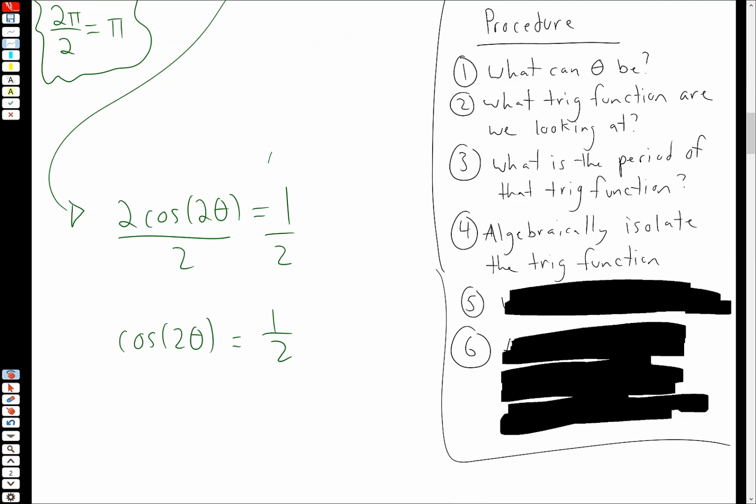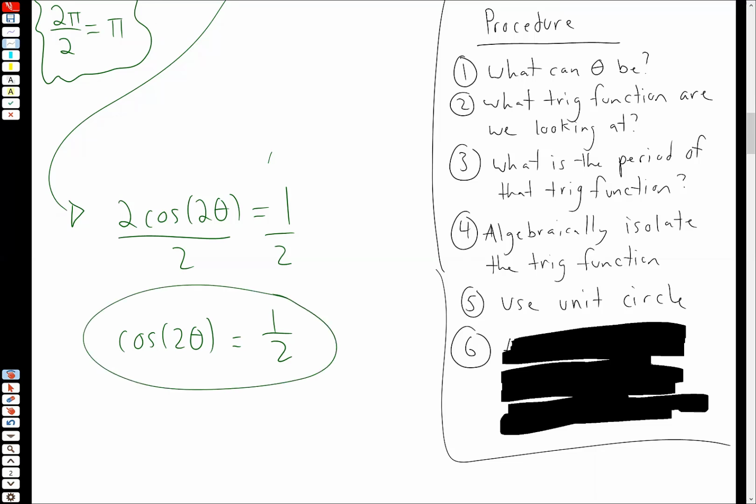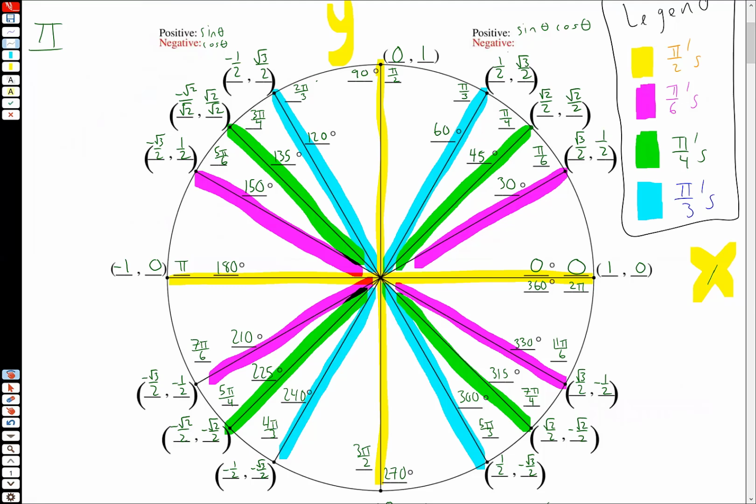Next, we use the unit circle. Now we're going to look for when the x-coordinate is 1/2. We're going to have to be a little careful, but in the meantime, when is the x-coordinate 1/2? So we look at our unit circle. We have it here at pi over 3, and here at 5 pi over 3. So remember that: pi over 3, 5 pi over 3.